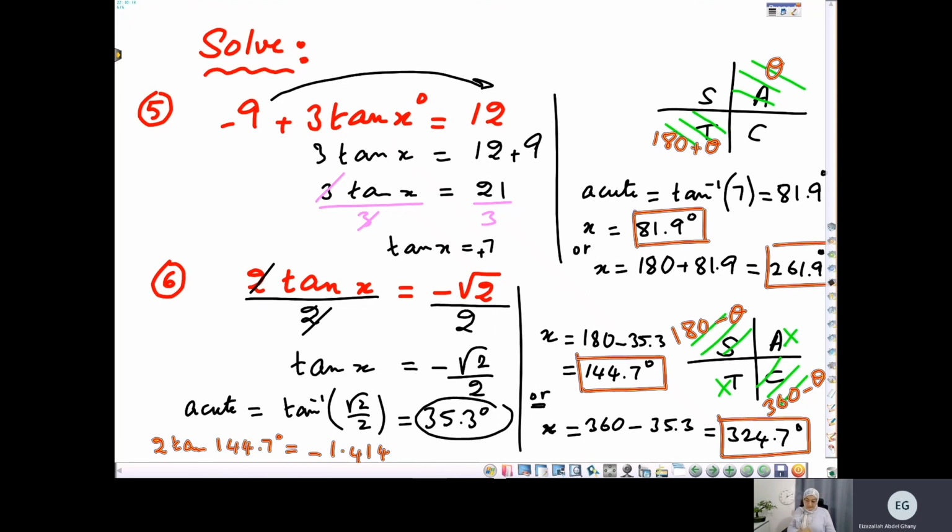And the other one, 2 tan 324.7. It should be negative 1.41 something. Yes. Now I checked and we found everything was perfect.